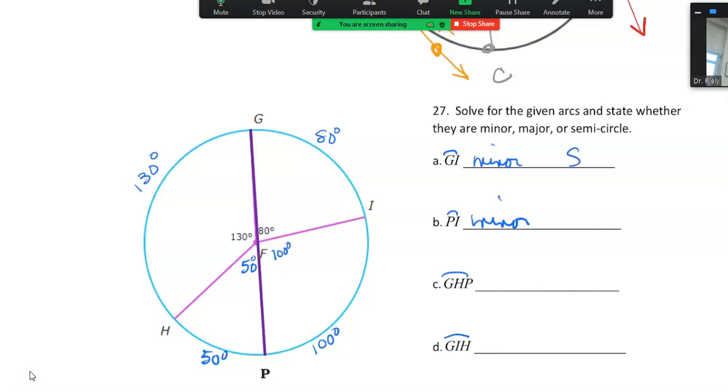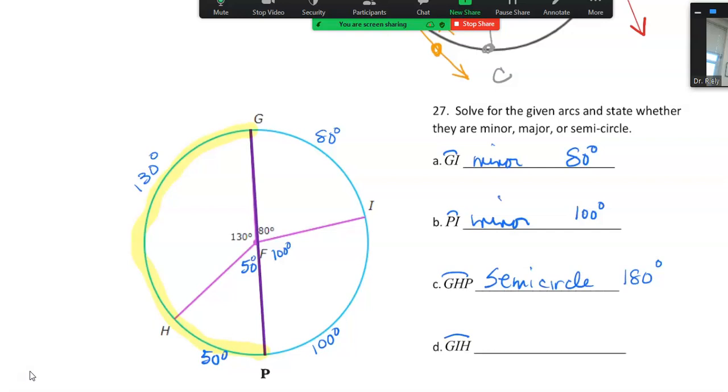So GI, I can see is 80 degrees. PI, I can see is 100 degrees. GHP is here. That's a semicircle, and the endpoints of a semicircle are the endpoints of the diameter, and therefore it's 180 degrees.